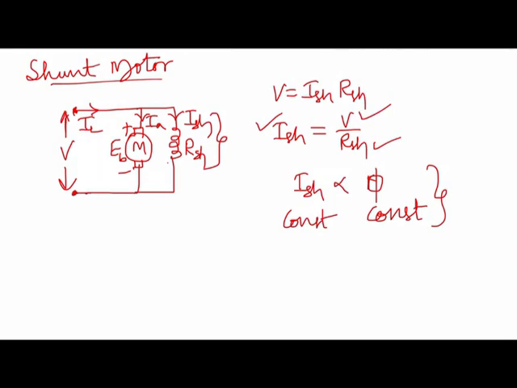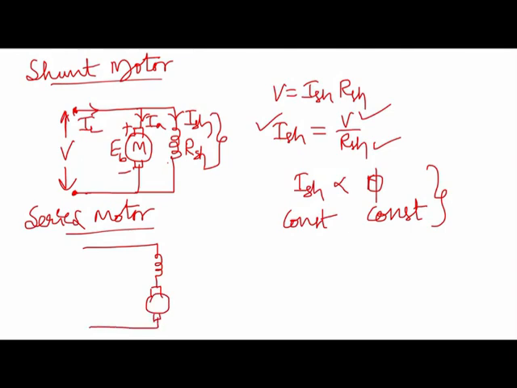Before that, let us understand the series motor also. What will be the nature of flux in the case of the series motor? Since it is a series motor, it will be like this. Here we have the series current ISC, and this is the load current IL. Here the current ISC is equal to IL, which is also equal to the armature current IA. So the flux produced in the series field winding depends on this load current.